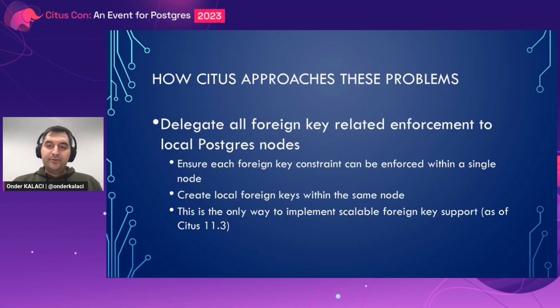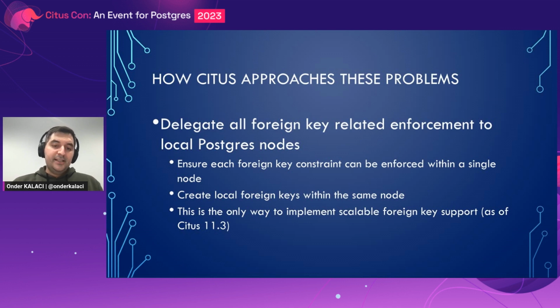And then how Citus approaches these problems. As I said earlier, Citus delegates all foreign key related enforcement to local Postgres nodes. So Citus's role in supporting foreign keys is to ensure that each foreign key constraint can be enforced within a single node. Basically, Citus creates local foreign keys within the same node.